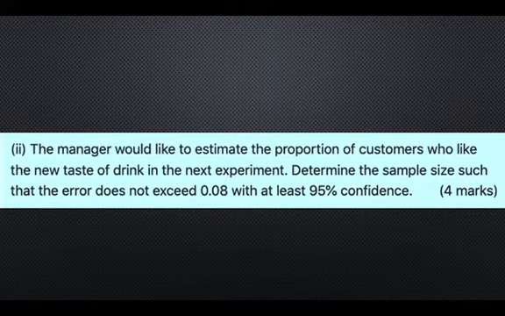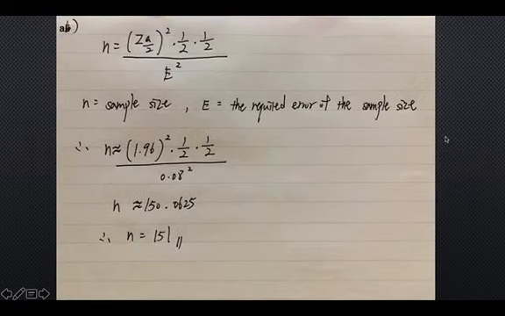The manager would like to estimate the proportion of customers who like the new taste of drink in the next experiment. Determine the sample size such that the error does not exceed 0.08 with at least 95% confidence. We will use this equation to calculate the sample size, where n is the sample size and e is the required error.